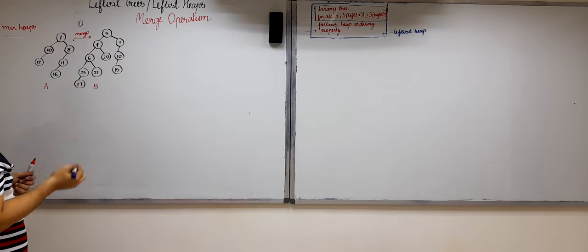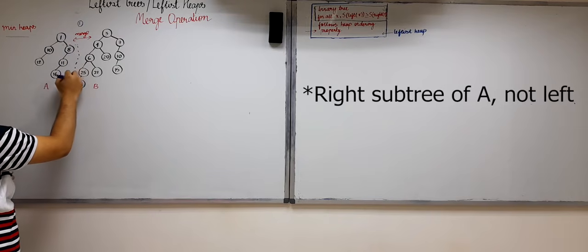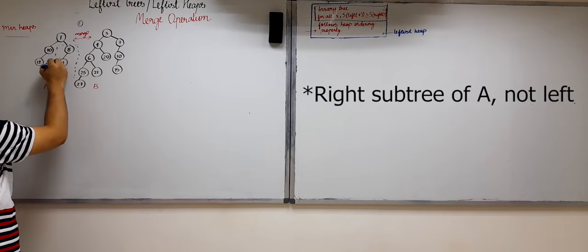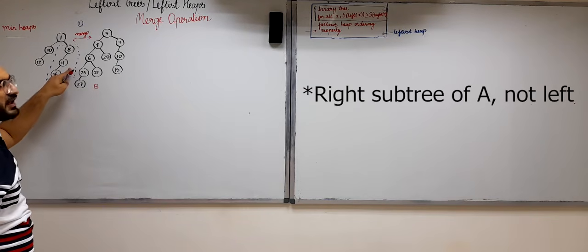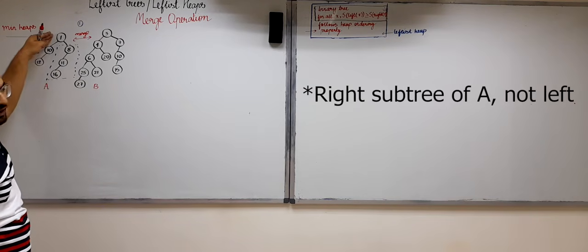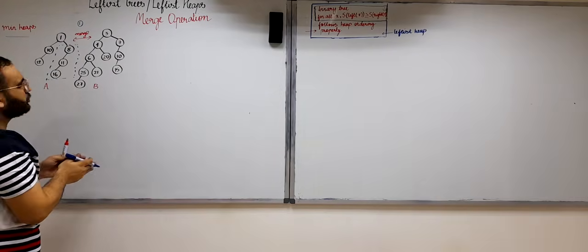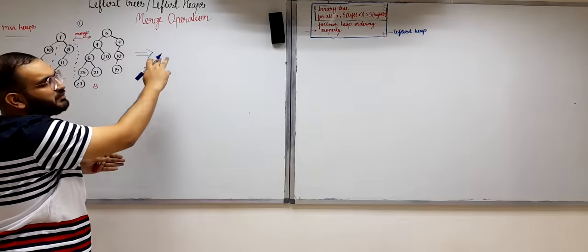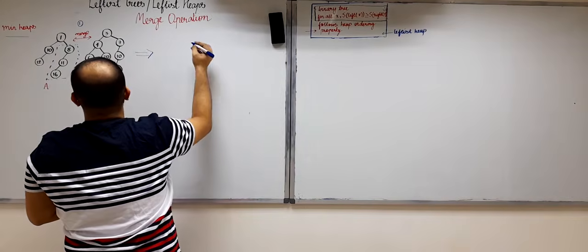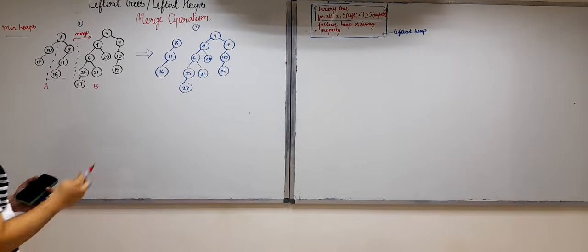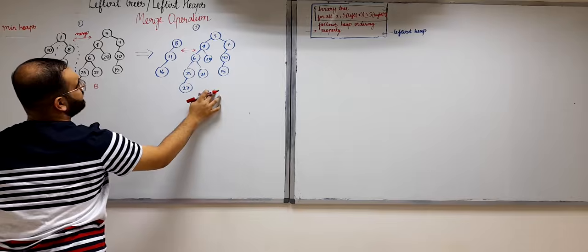Then what we do is that we take the left subtree of A and we apply the merge operation between the left subtree of A, because it has a smaller root, and the complete B, right? Let me write down which two leftist heaps the second merge operation will be applied between. So the second merge operation will be applied between these two leftist heaps, right?